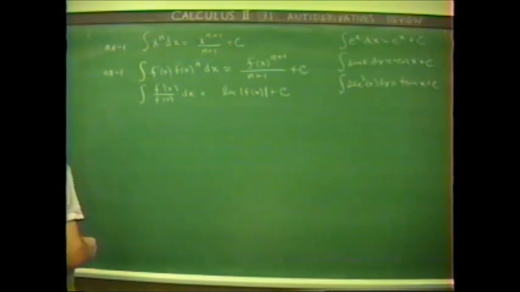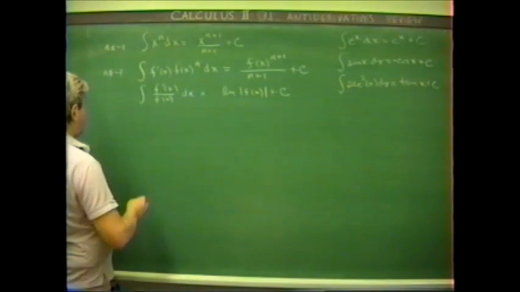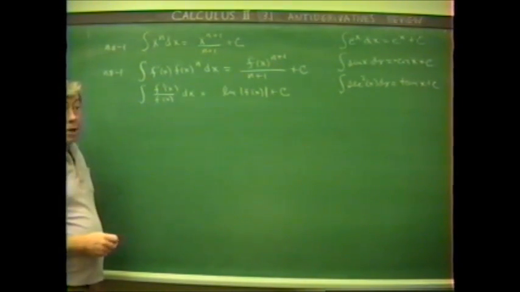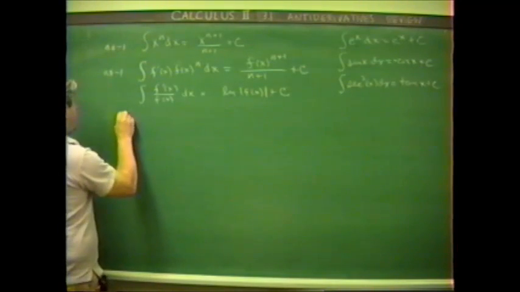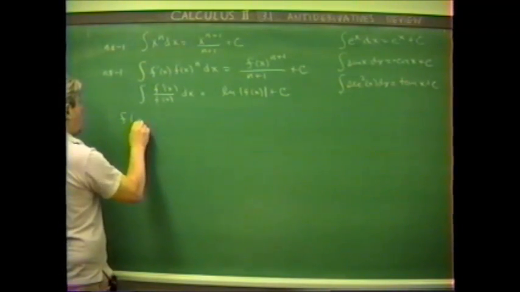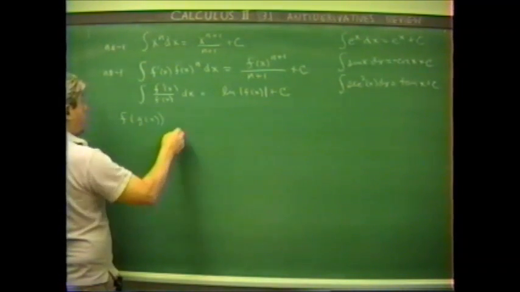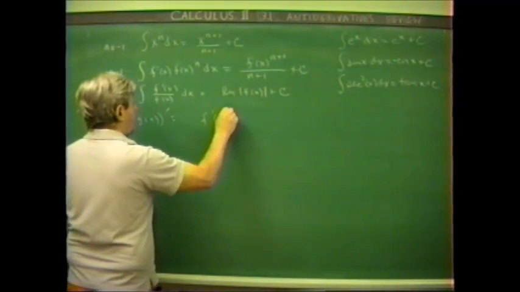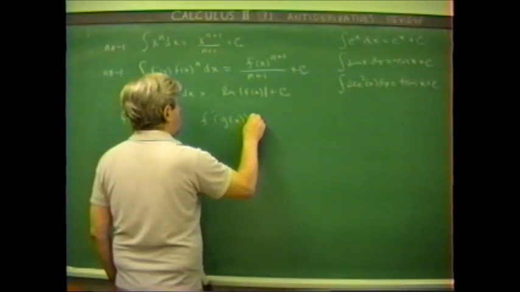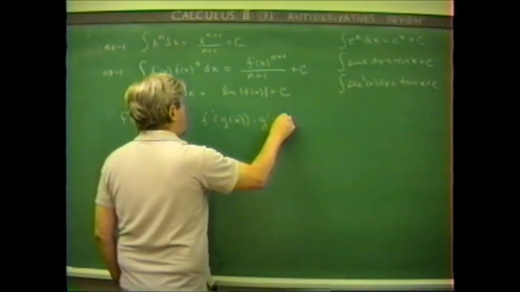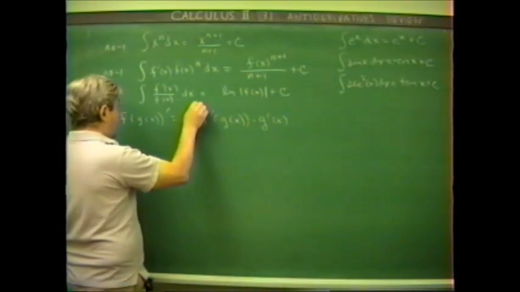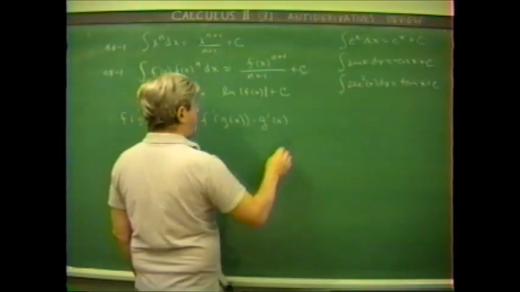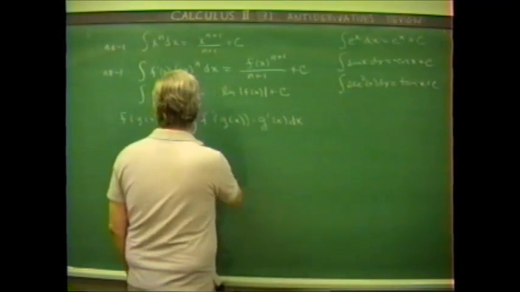One other thing that you know at this point is substitution, and that's based on the chain rule. That's to say, that if we have f of g of x, the derivative of this is f prime of g of x times g prime of x. So we should have that the antiderivative of f prime of g of x times g prime of x with respect to x is this.